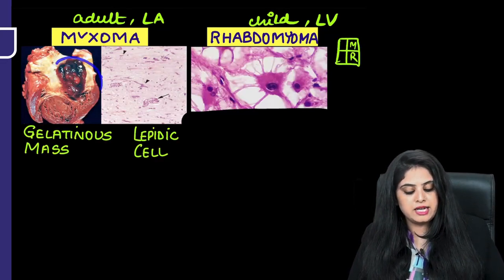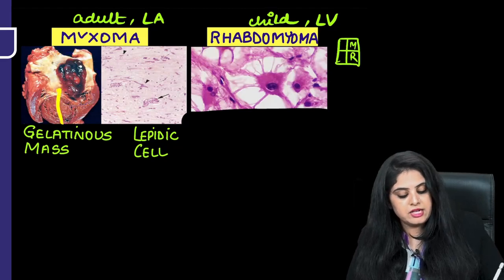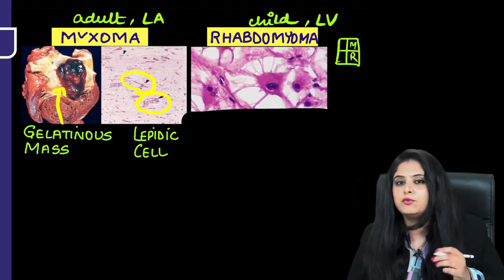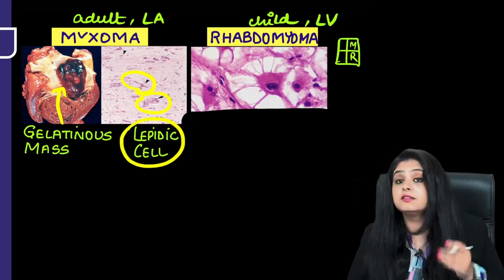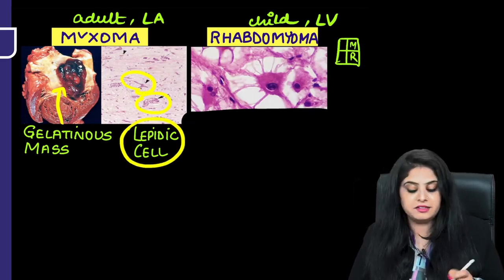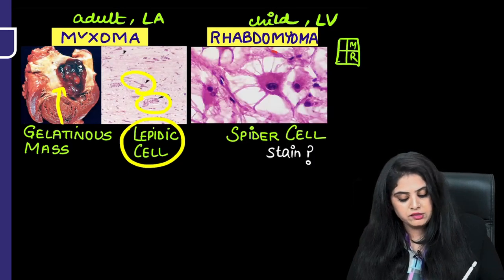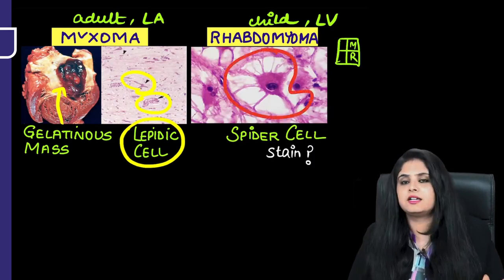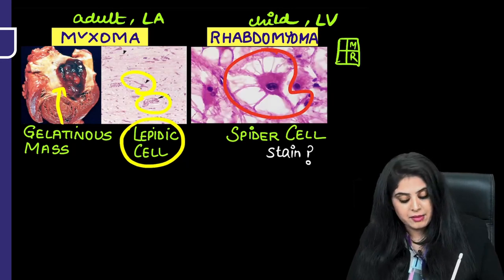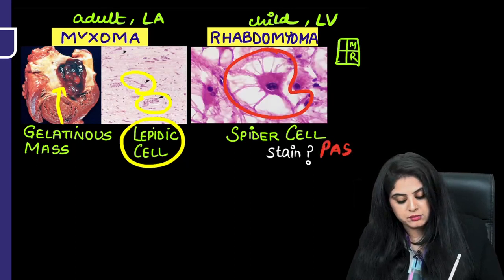So you get to see some jelly-like mass. You get to see a gelatinous mass along with what cells? Photo will not come, but definitely the term will come. You see lipidic cells. Whereas rhabdomyoma is very famous for showing you this spider web cell, Ratlo. As it is Ratta lagao, this is spider cell. And remember, spider cell has PAS positivity because spider cell contains glycogen.